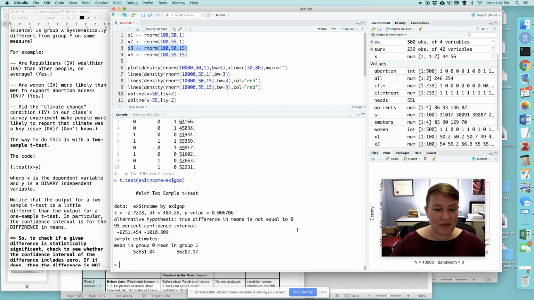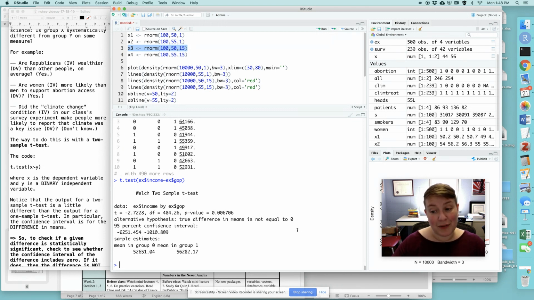And in the sample that I've created, kind of by design, we have a p-value of 0.006. So we think the likelihood of getting a difference this big, if the true difference in means was 0, would be about 0.67%. And so, because that's definitely less than 0.05, I would go ahead and reject the null.